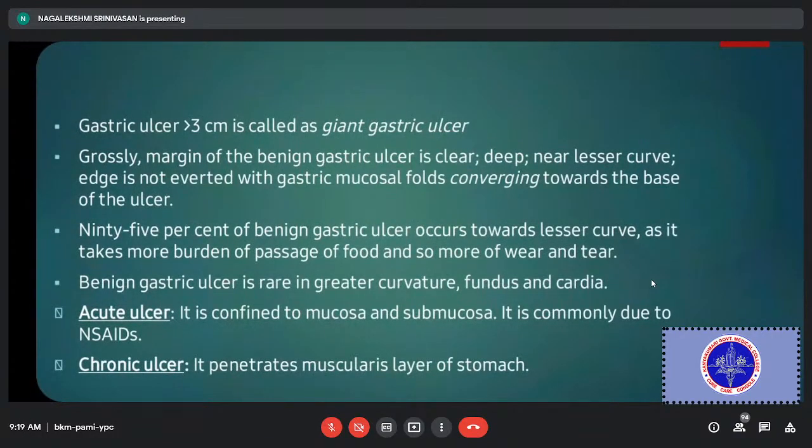Okay, so the margin of the ulcer will be clear and deep near the lesser curvature, and it is not everted, with the gastric mucosal folds converging towards the base. So this is a very important clinical finding.